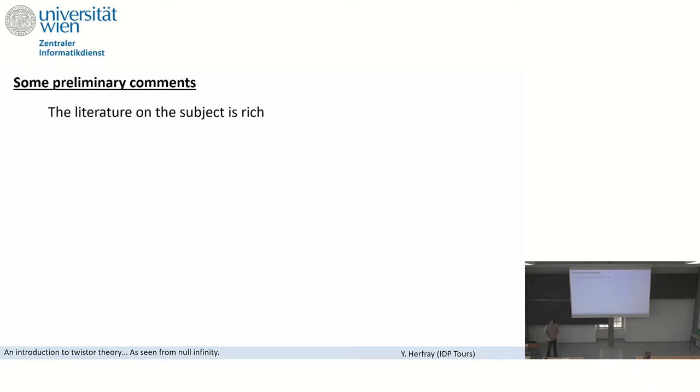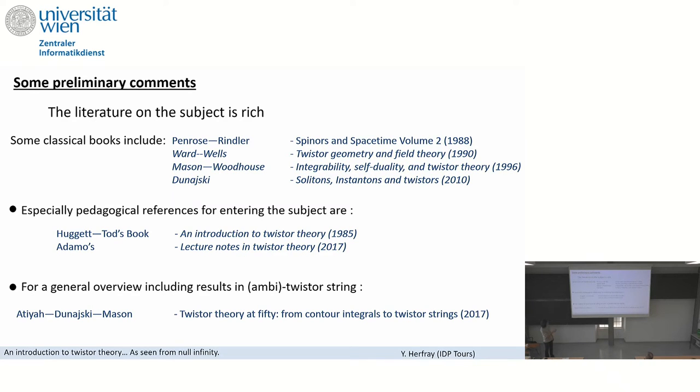The literature on the subject is very rich. You have these classical books, which are all very nice in different ways. You have different ideas here and there, which are very useful, but there is a comprehensive literature on the subject. I especially like two references as a starter if you want to learn the subject from scratch. Huggett and Tod's book, An Introduction to Twistor Theory. Almost anyone working on twistor theory has read this book at one point. It's really useful as an introduction.